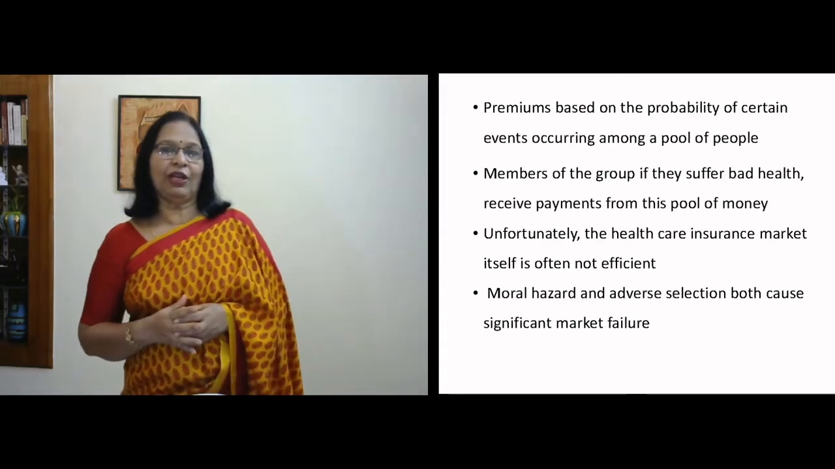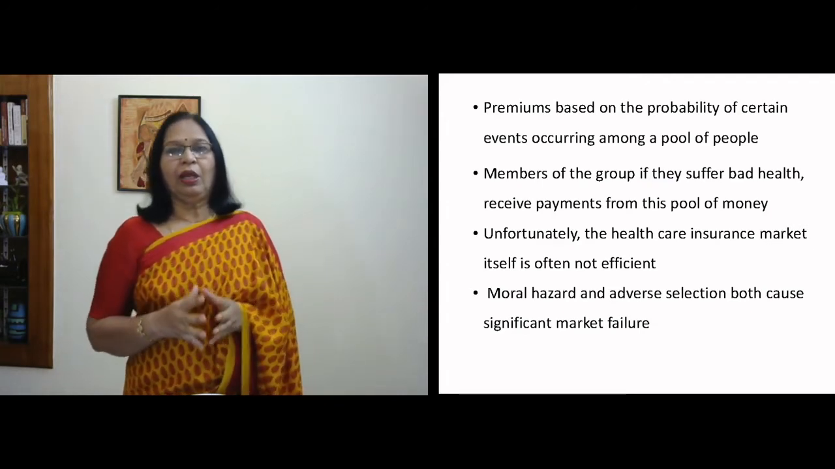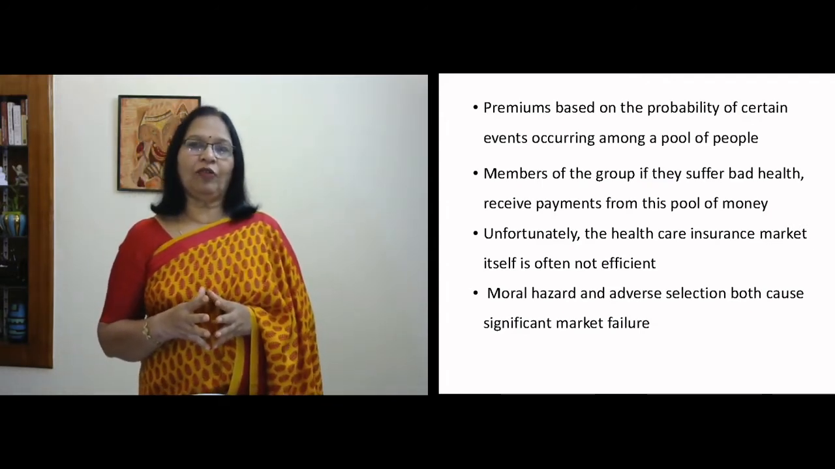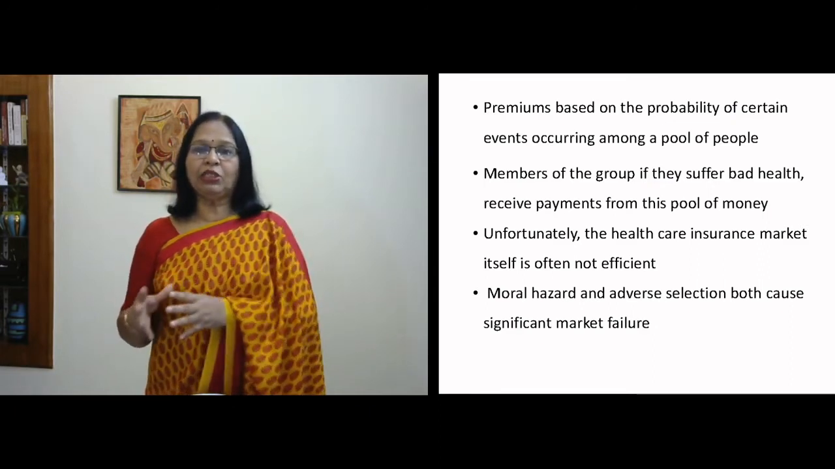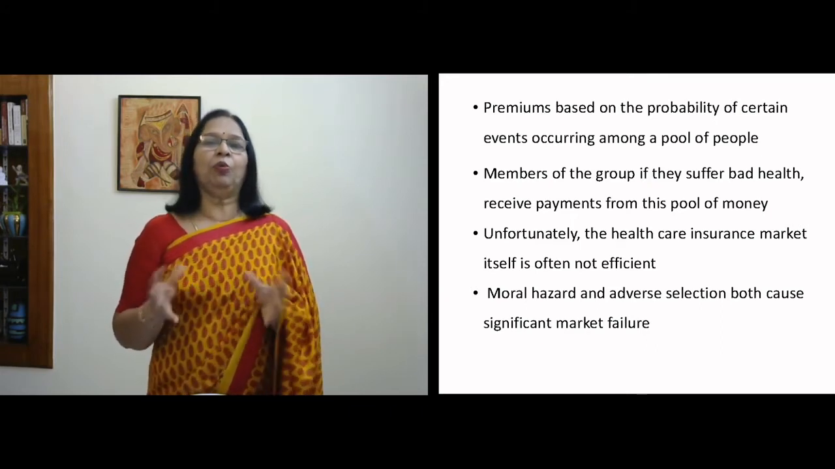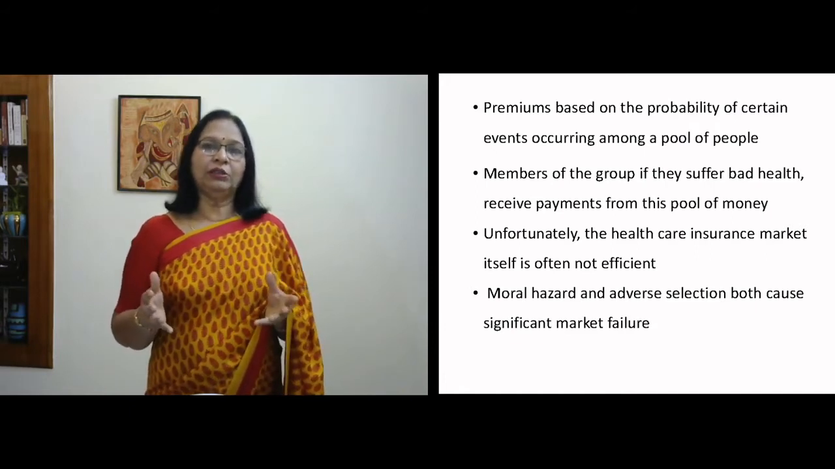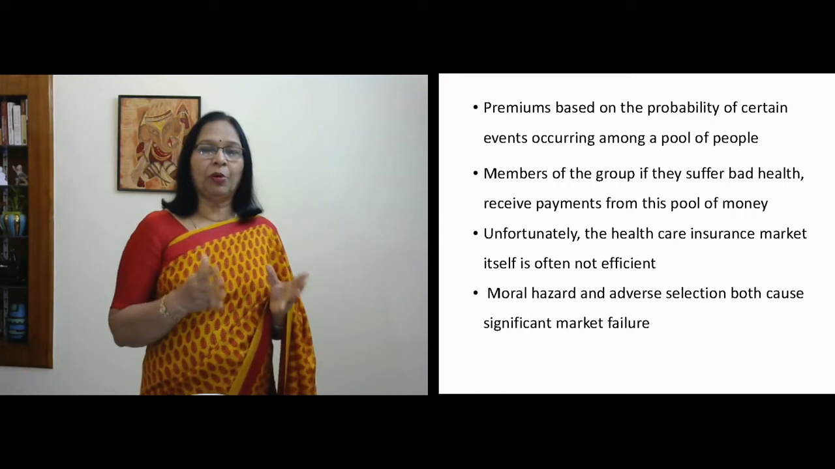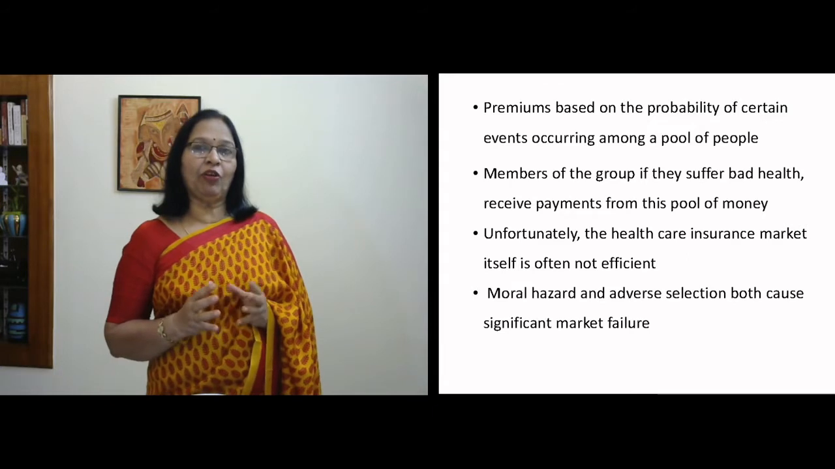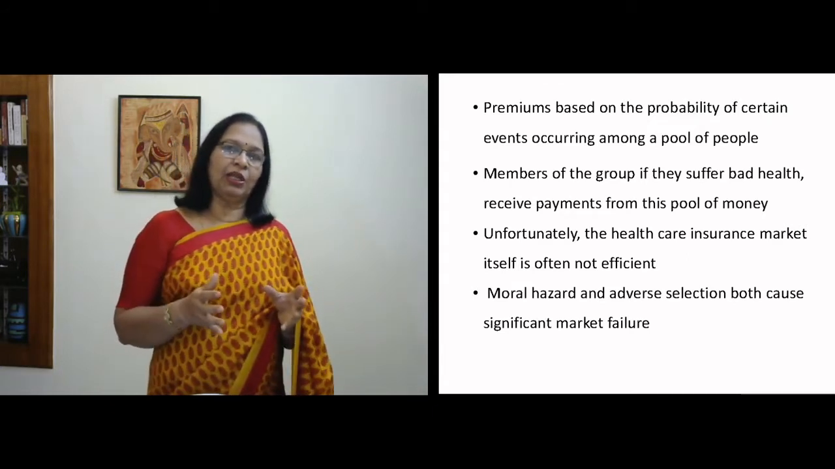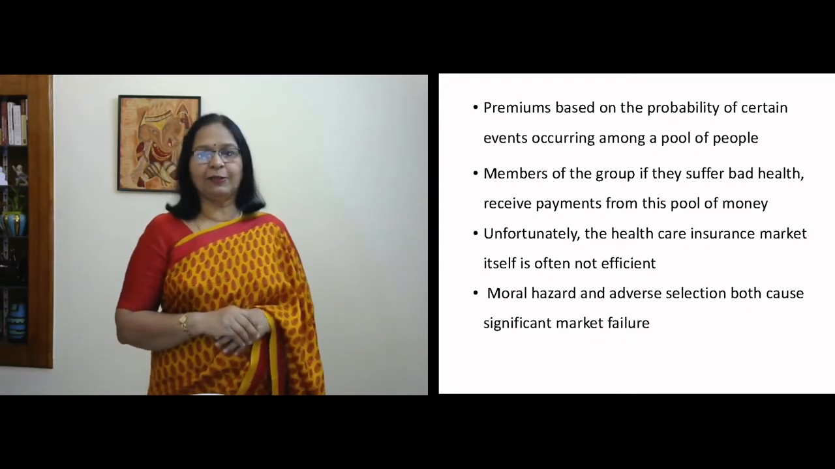So, how does the health insurance market function? Health insurance works on the basis of premiums. That means individuals pay a premium based on the probability of certain events occurring among a pool of people. For a pool of people, an age group, there are probabilities of certain kinds of events occurring according to the studies that have been performed. They know that in a particular age or gender, these kinds of illnesses are likely to happen. Accordingly, the premiums are fixed.